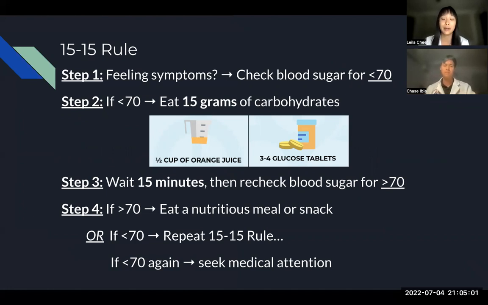You're going to then want to wait for 15 minutes and recheck your blood sugar for a value greater than 70. If so, you want to eat a nutritious meal or snack like a small sandwich. However, if it is still less than 70, you want to repeat the 15-15 rule one more time. At the end of this second 15-15 rule repeat, you want to check your blood sugar, and if it is less than 70 again, you need to seek medical attention.